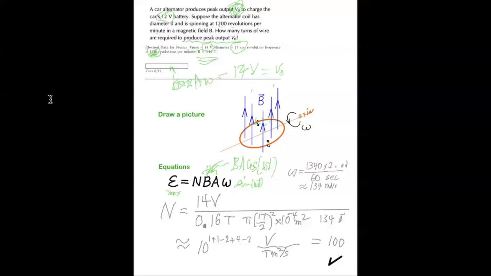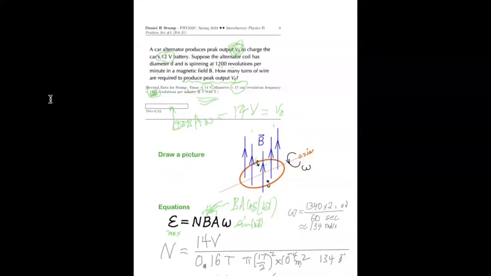So here are the units of E, volts, B, Tesla, A is meter squared, it's an area, omega is radians per second, but we don't need to carry the radians along. Radian is not really a unit, it's really a ratio. So we can just write that as inverse seconds. So we have volts divided by Tesla, meters squared, divided by seconds.